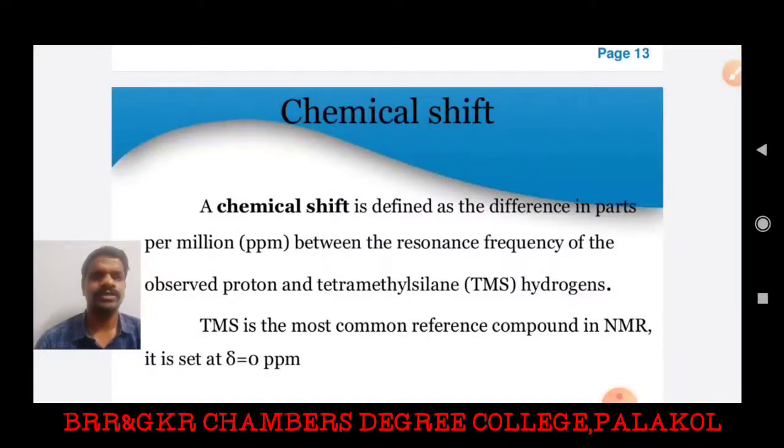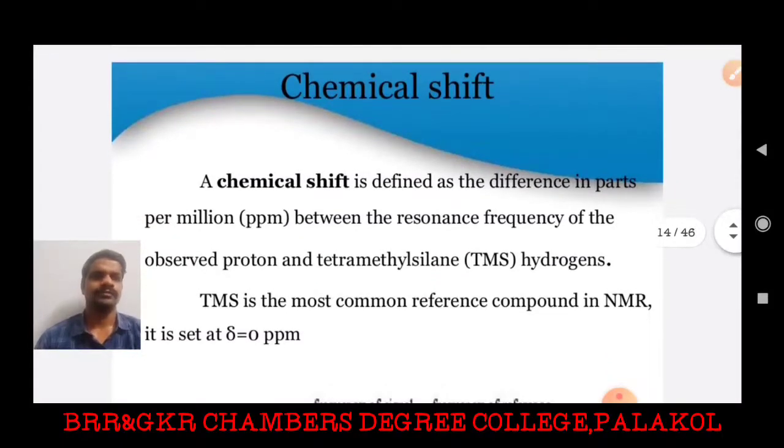The position of the NMR signals in an NMR spectrum is indicated by a parameter called chemical shift. A chemical shift is defined as the difference, in parts per million, between the resonance frequency of the observed proton and tetramethylsilane hydrogens.